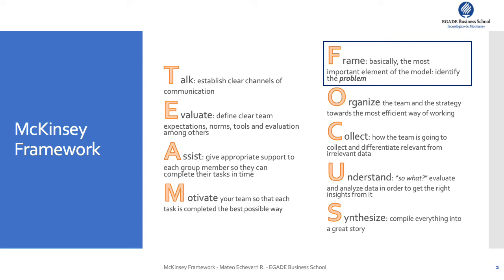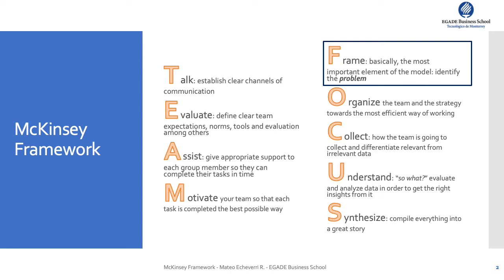This model has, as you can see, two different and very important components. The first one is the interpersonal component, which is composed of four elements. The T for talk: you need to establish clear channels of communication. The E for evaluate: you need to define clear team expectations, norms, tools, and evaluation, among others. The A for assist: you have to give appropriate support to each group member and each team so that they can complete their tasks in time and as well as possible. And the M for motivate, as you have to motivate your employees or your coworkers in any other job.